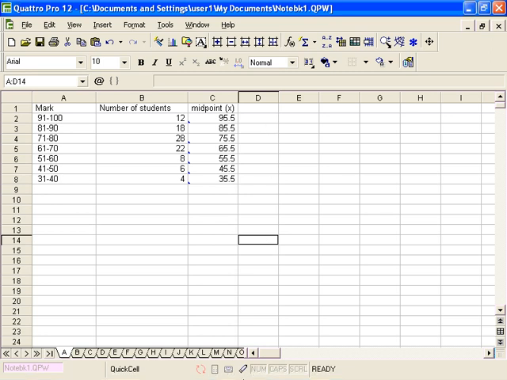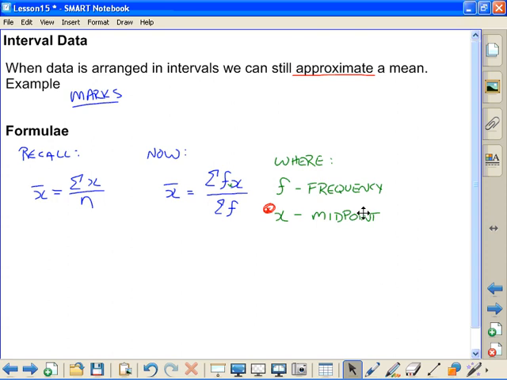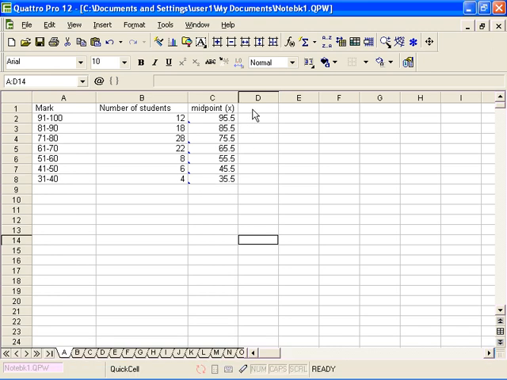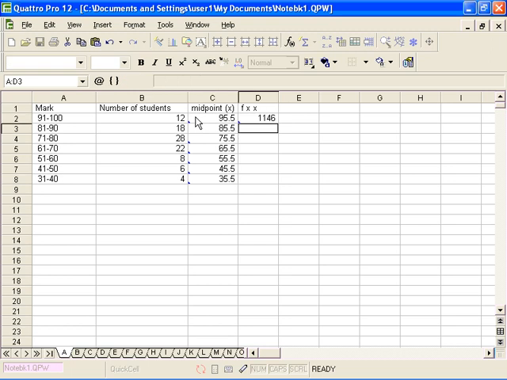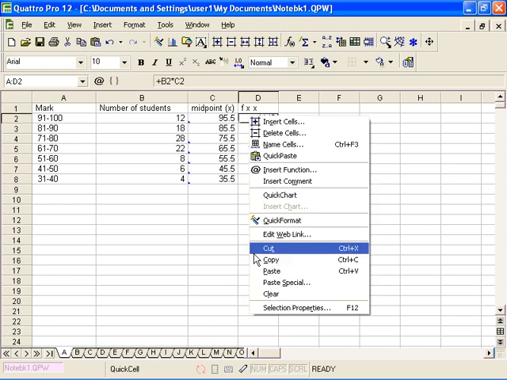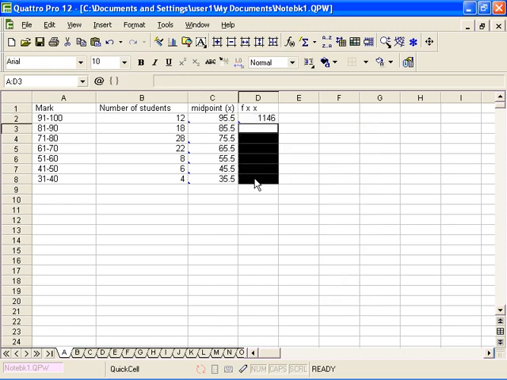Midpoints are done. Going back to the formula, we now know the midpoint, and we need to find f times x. That's the next stage in the process: frequency multiplied by our x value, or midpoint. So that's going to equal the frequency, the number of students, multiplied by the midpoint that we just calculated. We hit enter, and there's our formula. We copy it, and we paste it all the way down.